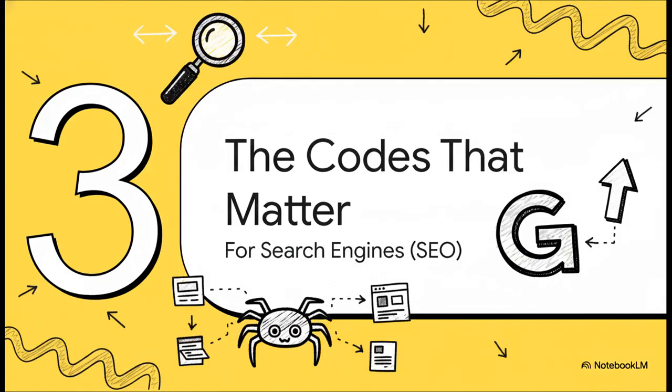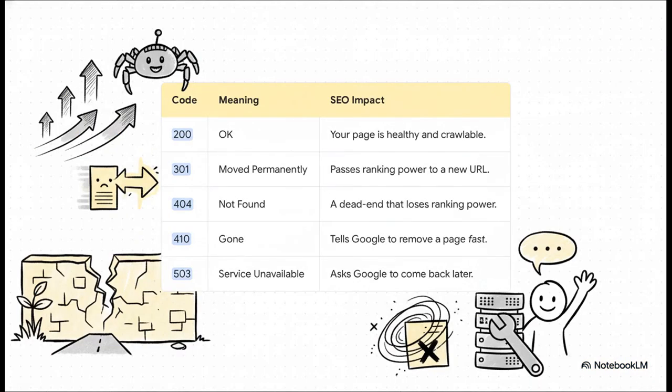So why does any of this matter beyond just being kind of cool? Well, if you have a website, the answer is huge. Search engine optimization, or SEO. Because these codes, they are direct instructions for Google. Check this out. These codes are direct commands to search engines. A 200 code says, hey, everything's good, crawl away. A 301 says, pass the authority to this new page. A 404 is a dead end that just loses its ranking power.